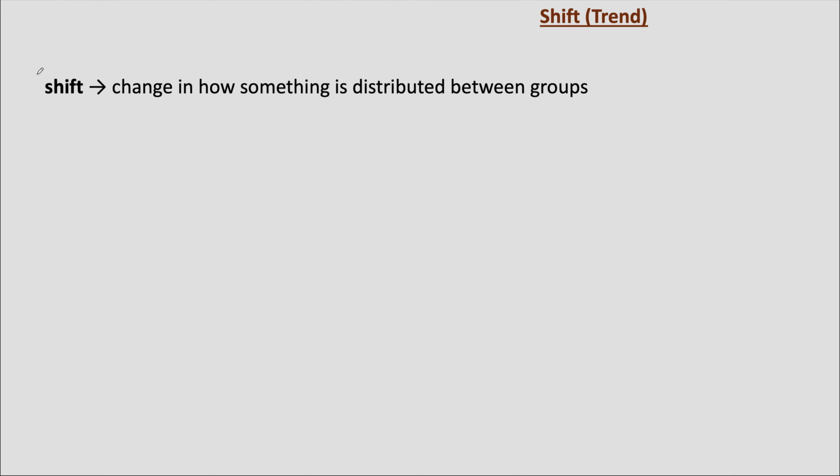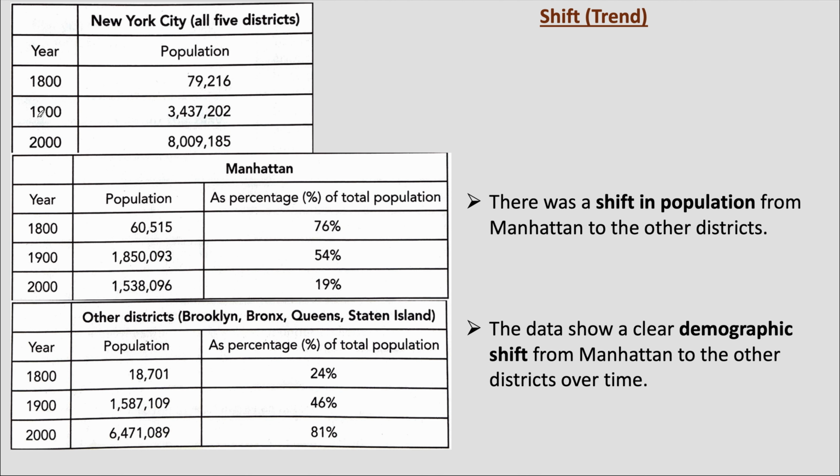We can use the word shift for a major change. We use shift when one group becomes less important and another becomes more important over time. For example, in this question, population percentages are changing. So we can use the phrase demographic shift or shift in population. For example, there was a shift in population from Manhattan to the other districts, or the data shows a clear demographic shift from Manhattan to the other districts over time.